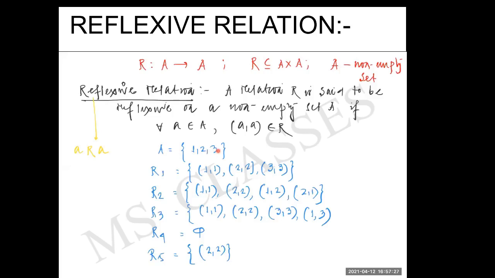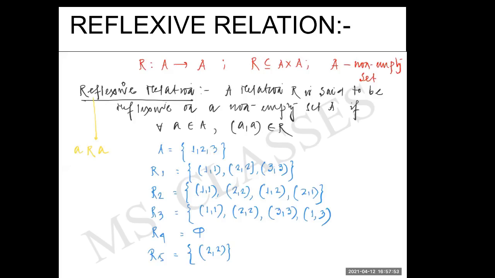If R is a reflexive relation, suppose R1, R2, R3, R4, whatever the relation is, if it is reflexive, then for all the elements here, 1, 2, 3, (1, 1) must belong to R, (2, 2) must belong to R, (3, 3) must belong to R, minimum. If these belong to the relation, then we say that it is a reflexive relation.